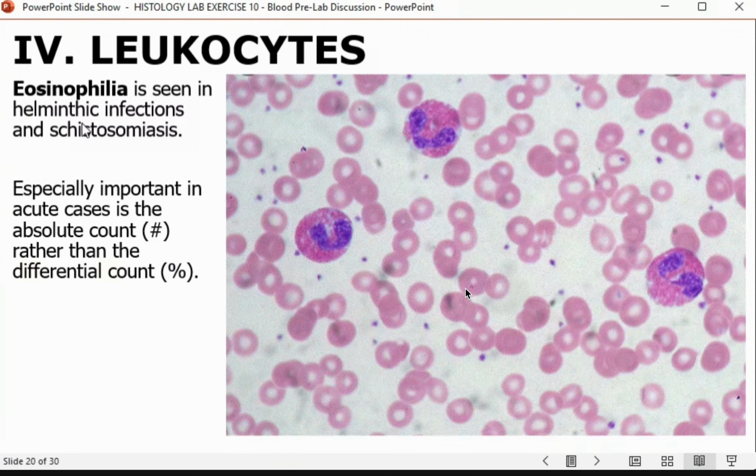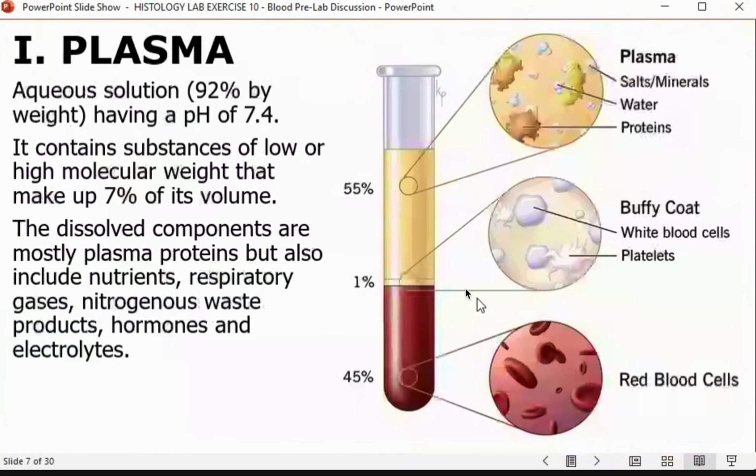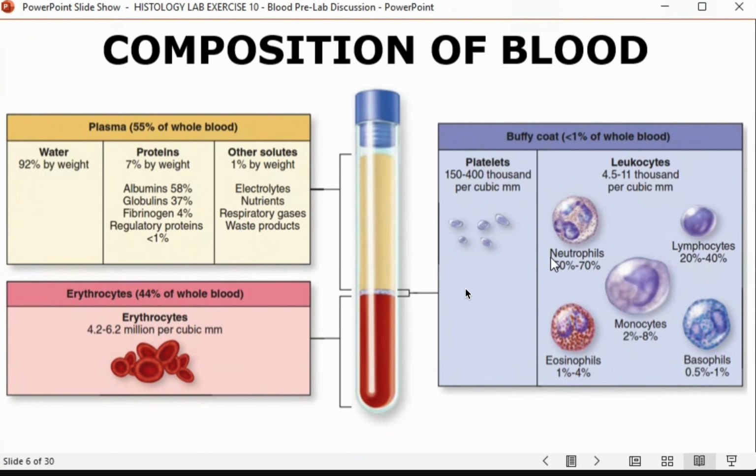What's more important, however, with eosinophilia is not the differential count. So if you can remember, what do we mean by differential count? Differential count is the percentage of white blood cells. Let's go back here. You have your neutrophils, normally 50 to 70%. Lymphocytes are 20 to 40%, monocytes 2 to 8%, etc., etc. Your eosinophil is normally 1 to 4%.